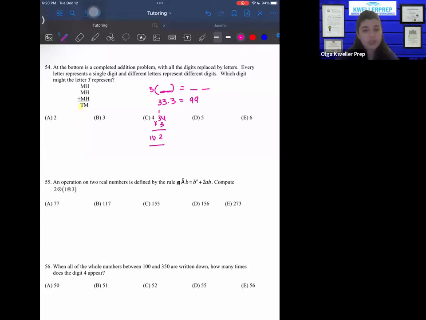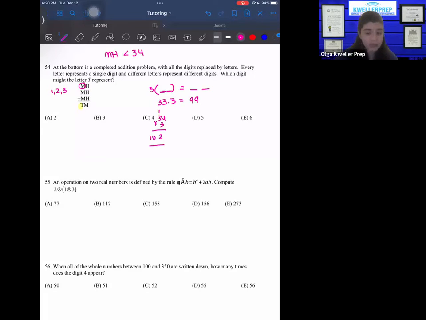So that's the first thing that I would notice, that I know that my answer has to be less than 100, so MH must be less than 34. Now, what that means is that M by itself can only be 1, 2, or 3.